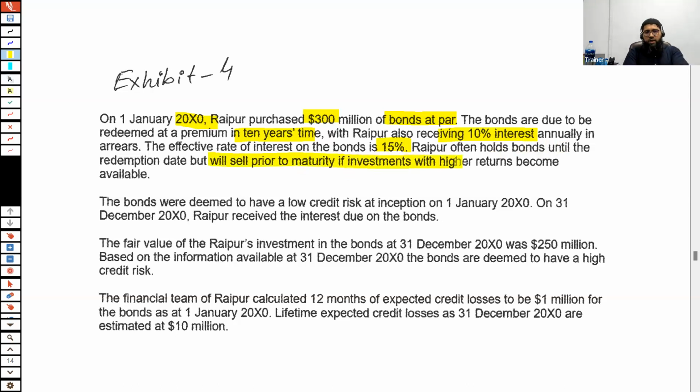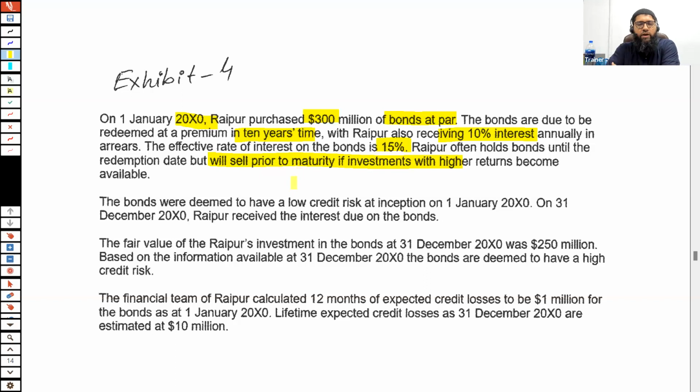available. Now, see, if you are going to sell it if investments with higher returns become available, you just got to understand that there are three categories. One of them is financial asset at amortized cost. The other is a financial asset at fair value through P&L. And this is a financial asset at fair value through other comprehensive income. So if there is a bond which you might sell, which you might not sell, then it's actually called a financial asset at fair value through OCI.